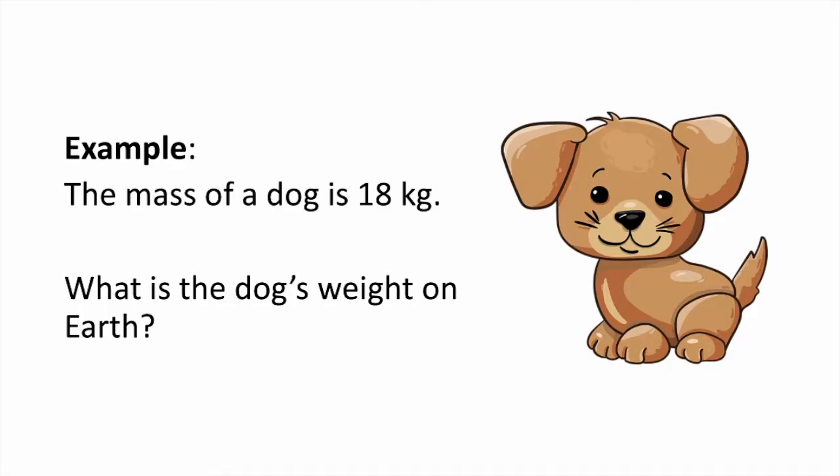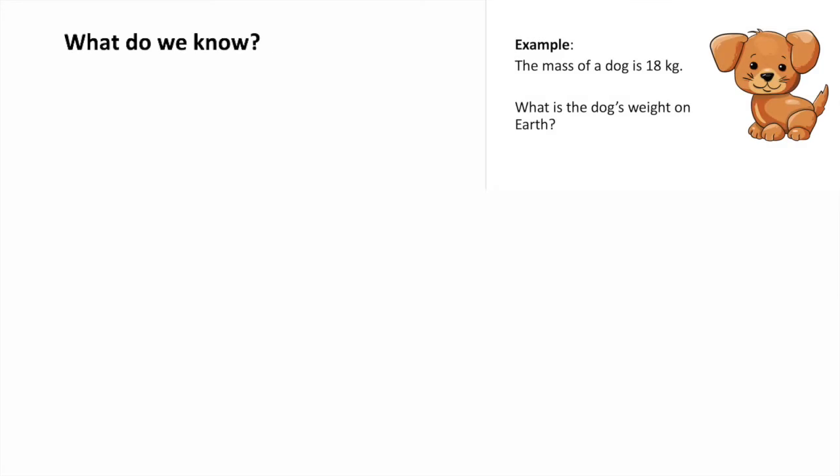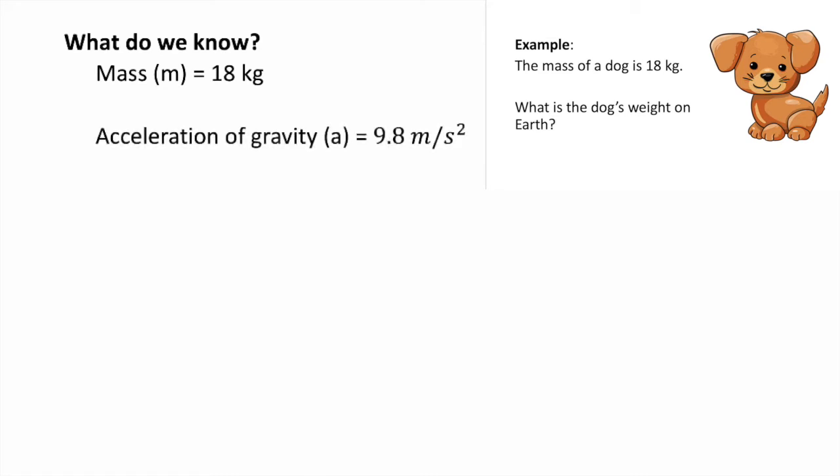The mass of a dog is 18 kilograms. What is the dog's weight on Earth? When you are working a problem in chemistry, the first thing you want to do is to set up your problem. Let's start with what we know. From the question prompt, we know that mass equals 18 kilograms. We also know that the acceleration due to gravity on Earth is 9.8 meters per second squared. The second thing we have to figure out is what we need to find. And we see from the prompt that we've been asked to find weight.